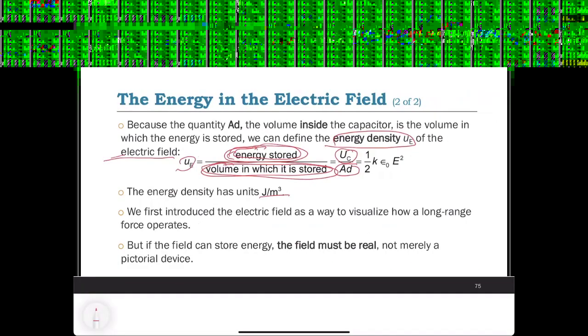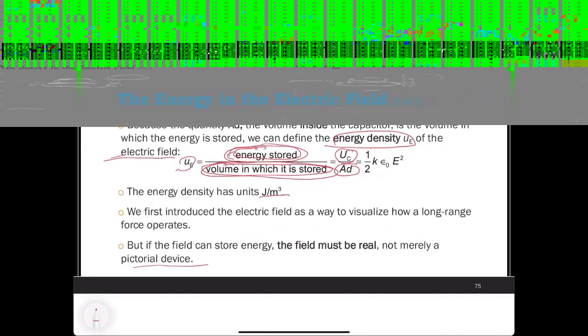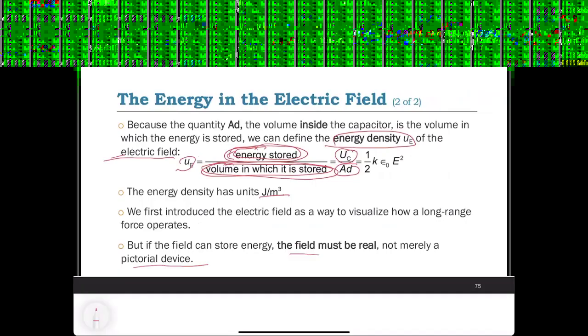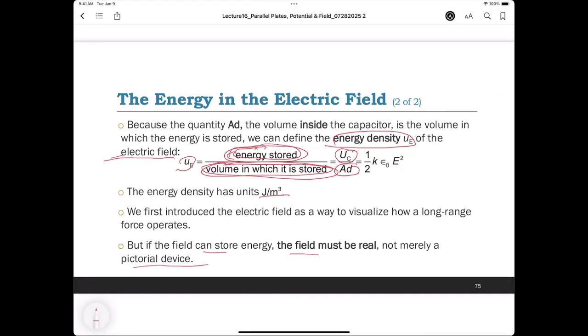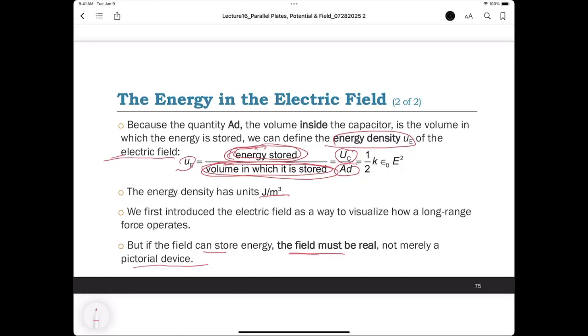We first introduced the electric field as a way to visualize how a long-range force operates. But if the field can store energy, the field must be real, not merely a pictorial device. We talked about this before. We know the field cannot be seen, but the field is real. That makes sense to you?